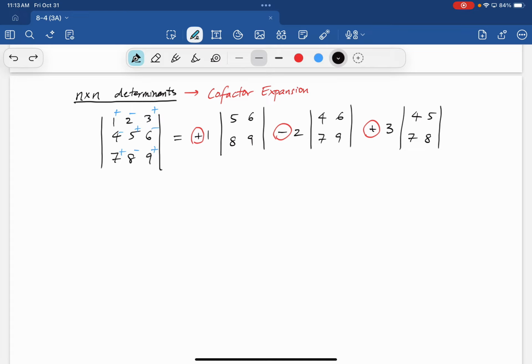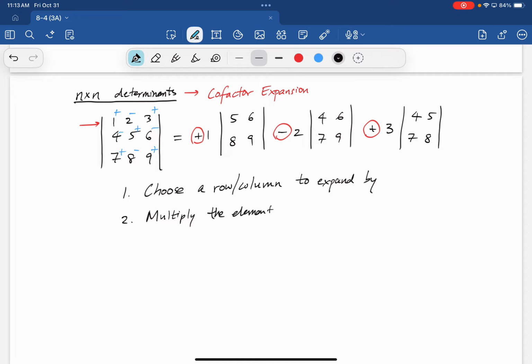All right. So the procedure: first, choose a row or column to expand by. So in this case, we've chosen the first row, okay? We've chosen 1, 2, 3. Second, you have to multiply each element by the appropriate plus or minus.